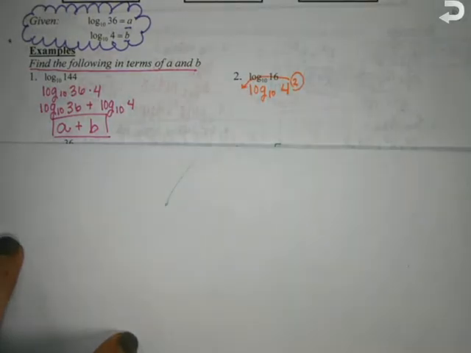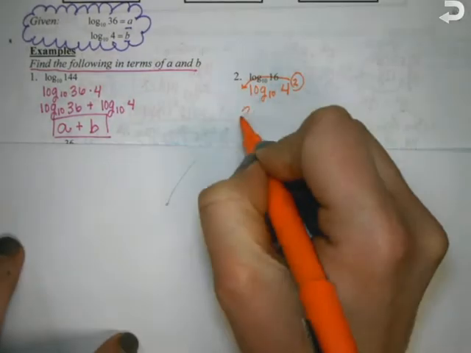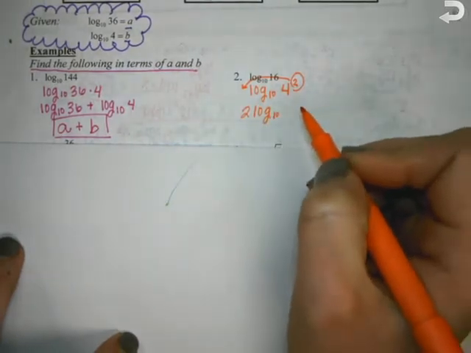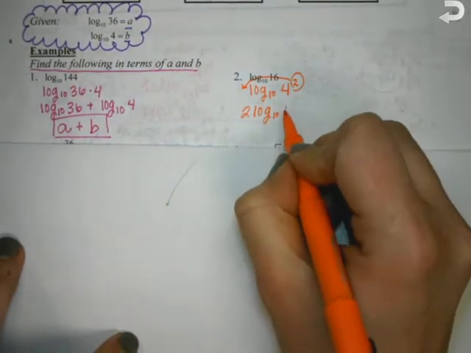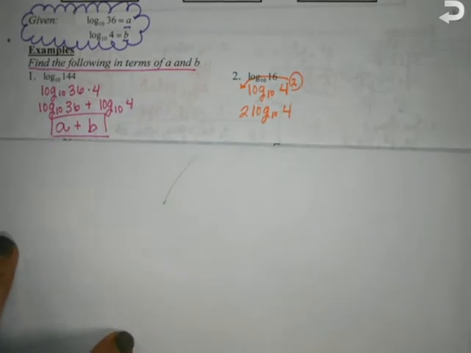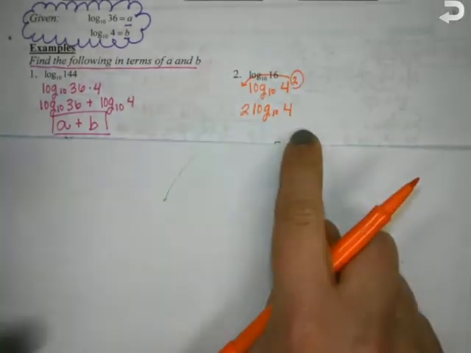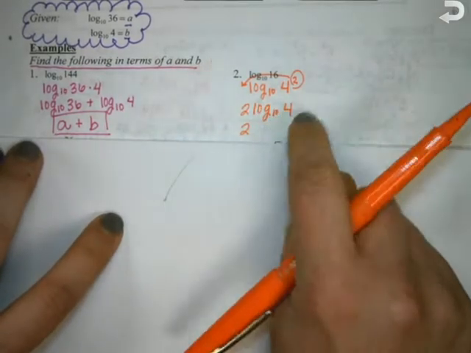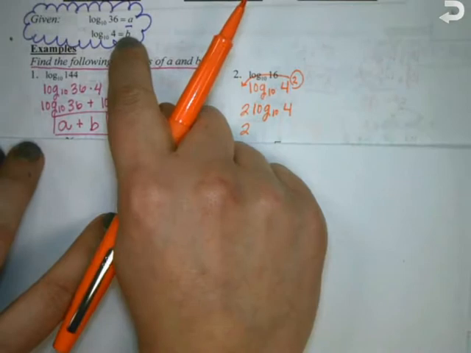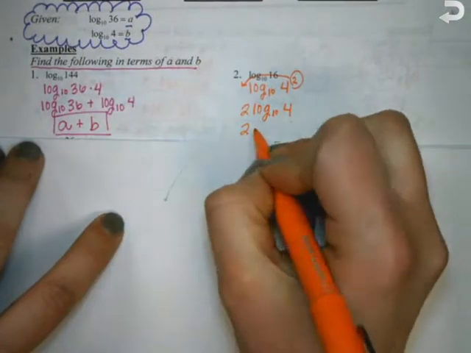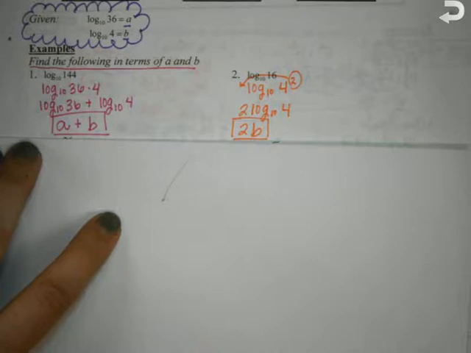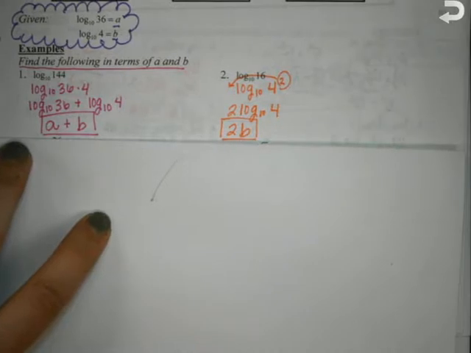Wait, why isn't it just 4 times 4? We'll do it that way too, and we'll get the same answer. Okay, so it doesn't have to be both? It doesn't have to be A and B? No, not necessarily. In this one, we're only looking at the number 4. So this is going to be 2. Log base 10 of 4 is what? B. So my answer is just 2B. There's no 36 in this case.